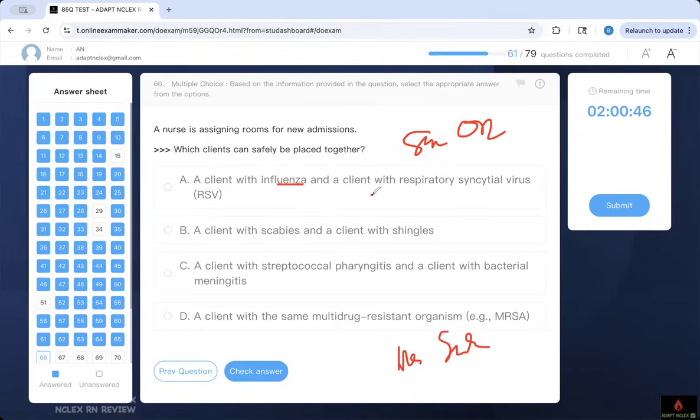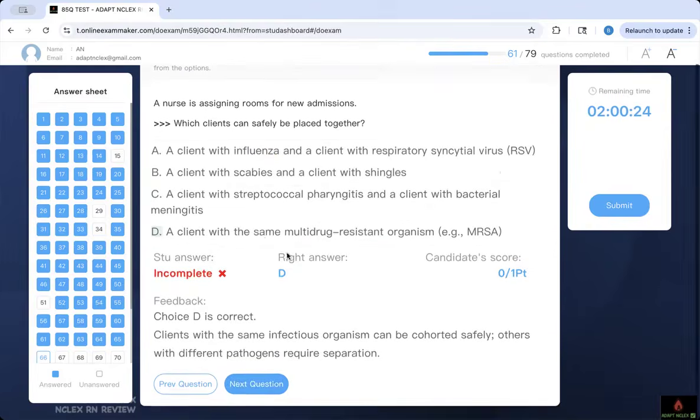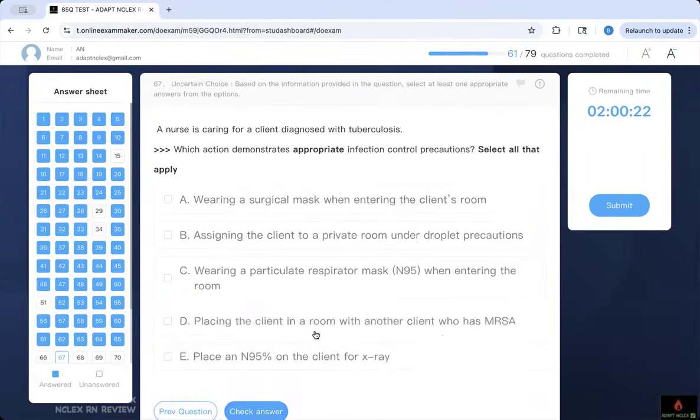Influenza and RSV, they are both droplet, but they are not the same organism, different names. Scabies and shingles, different names. Strep and bacterial meningitis, same droplet, but different organisms. Two MRSA, they can be put together because the organism is the same. So D is your right answer.